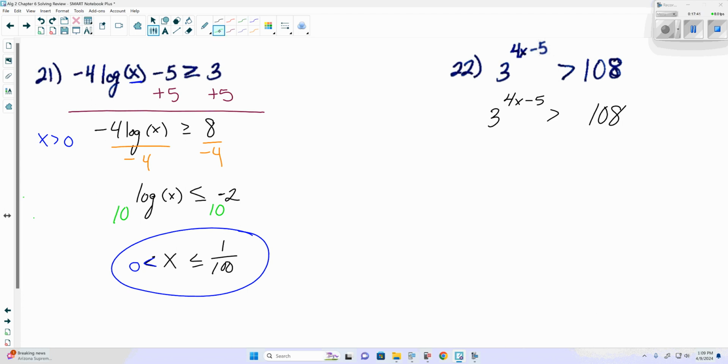Now, for the most part, there's nothing else with our 3 to our variable, 4x minus 5. So we just need to apply a log to it. What log would we apply? Log base 3. Because we want the base of the log and the base of our problem to be the same, because log base 3 of 3 to the 4x minus 5 is 4x minus 5.